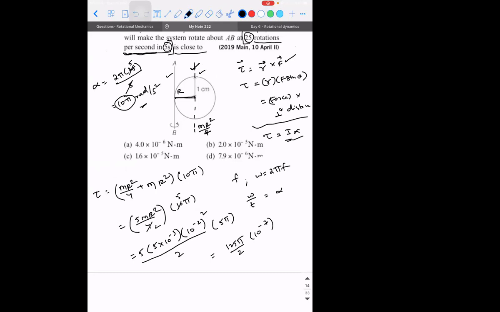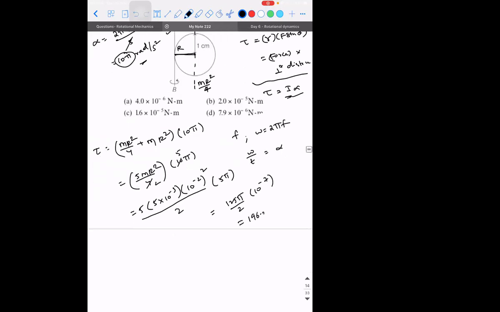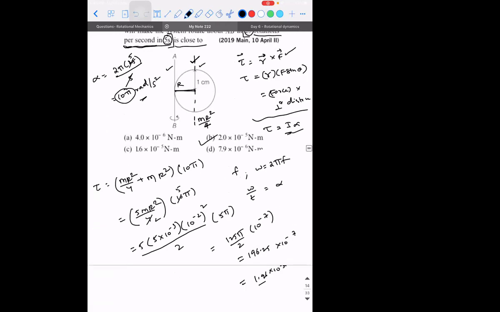Using the calculator, I'm getting 196.25 into 10 power minus 7. So it will be 1.96 into 10 power minus 5. 1.96 is approximated to 2. So 2 into 10 power minus 5 is the answer. Which year is this question from? It's 2019.